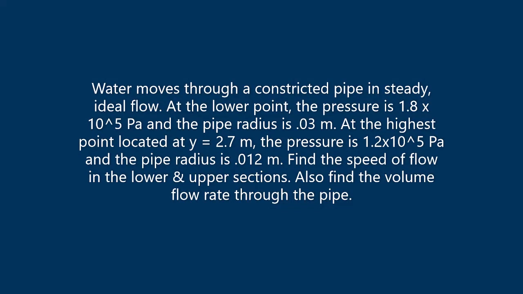Water moves through a constricted pipe in steady ideal flow. At the lower point, the pressure is 1.8 times 10 to the 5th pascals, and the pipe radius is 0.03 meters. At the highest point located at y equals 2.7 meters, the pressure is 1.2 times 10 to the 5th pascals, and the pipe radius is 0.012 meters. Find the speed of flow in the lower and upper sections. Also find the volume flow rate through the pipe.